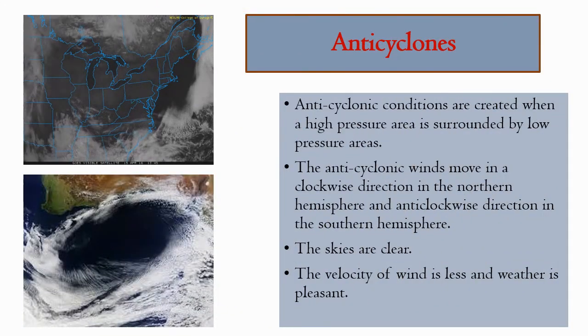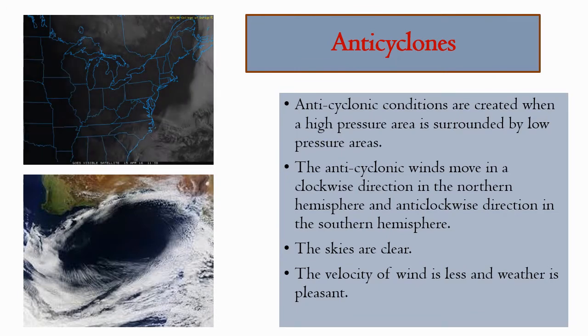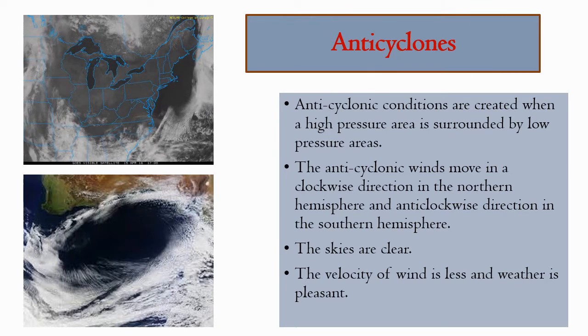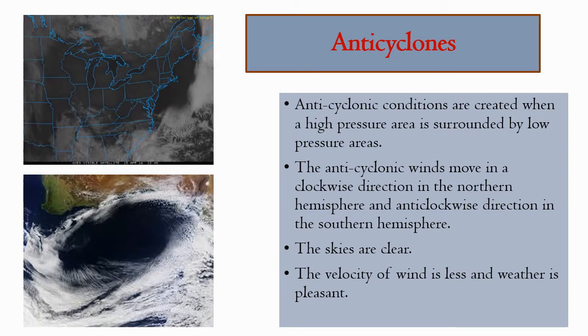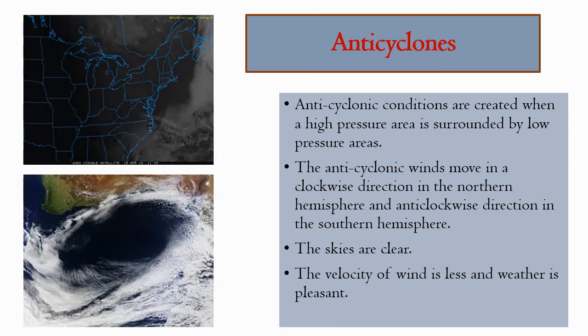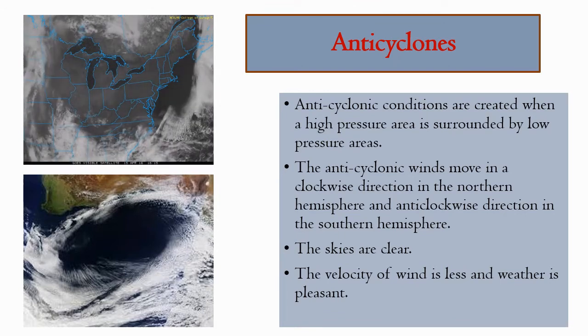Anticyclones. An anticyclone, that is opposite of a cyclone, is a weather phenomenon defined as a large-scale circulation of winds around a central region of high atmospheric pressure, clockwise in the northern hemisphere and anticlockwise in the southern hemisphere.